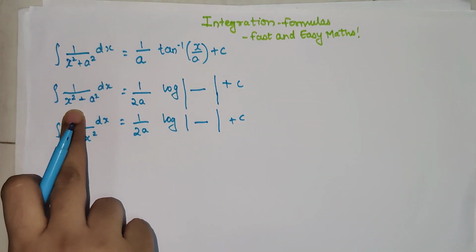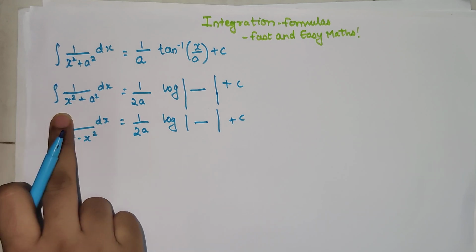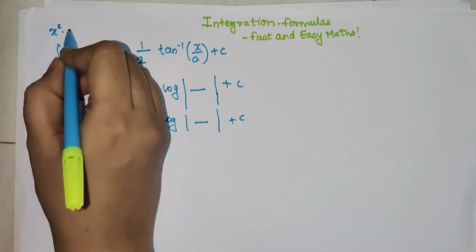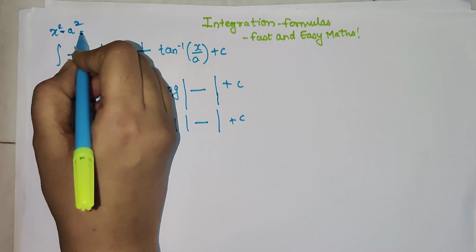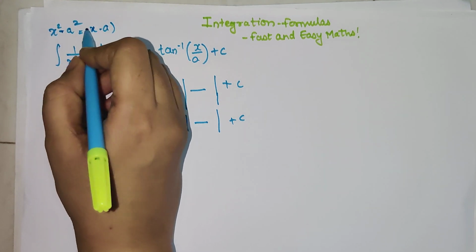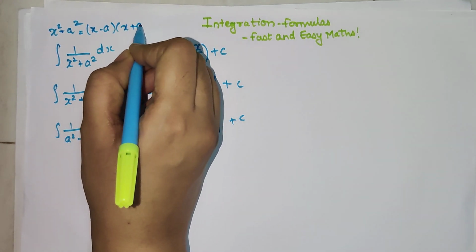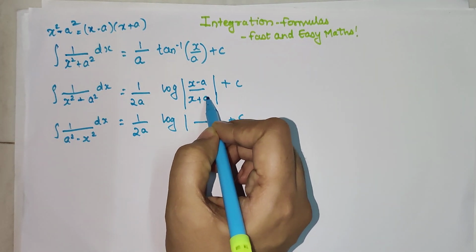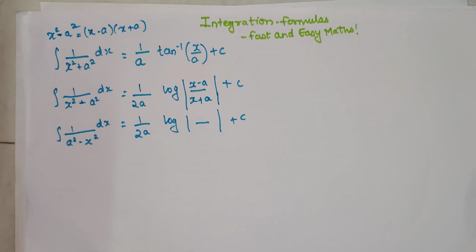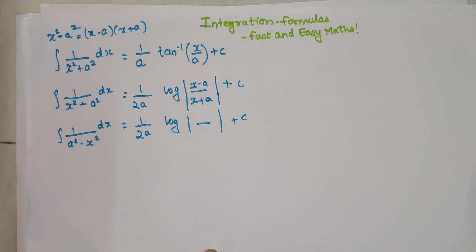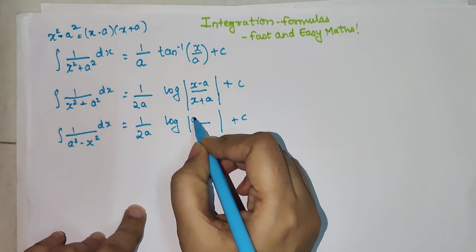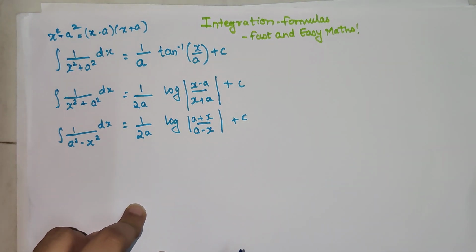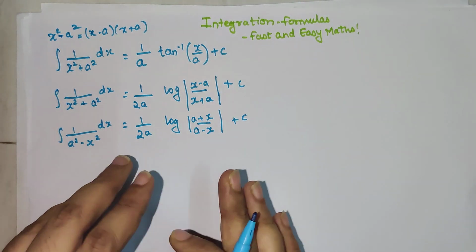Now here we have x square minus a square, and when you expand, can I write this as nothing but x minus a and x plus a? Yes, so here it will be nothing but x minus a and x plus a. The same thing will happen for the next one, but here we'll take the positive in the numerator, so a plus x over a minus x. So these are the first three formulas.